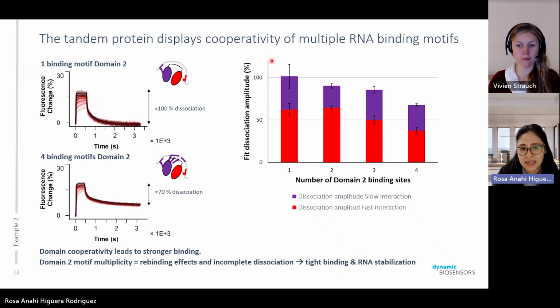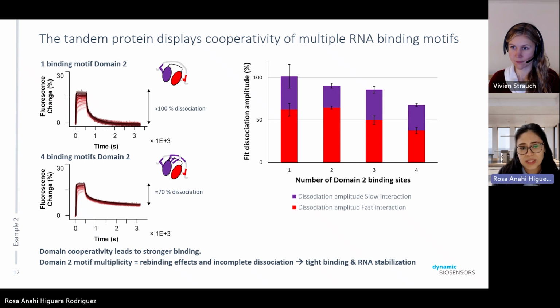And this can be explained because the more motifs that we have on the RNA, the more tight is the binding, and also the RNA stabilization because of rebinding effects of domain 2 towards the very closely spaced motifs here on the RNA.